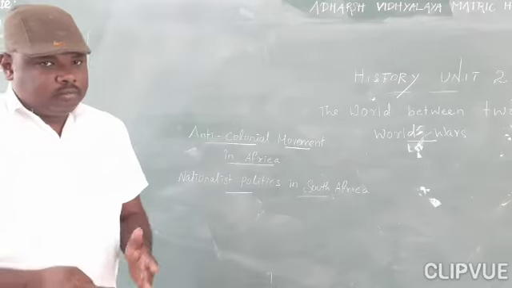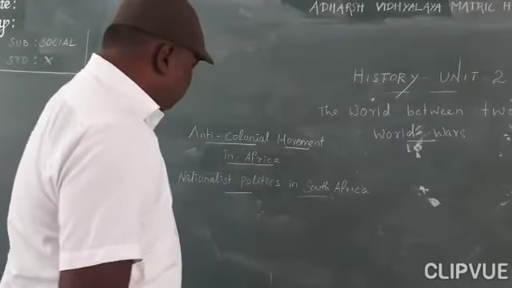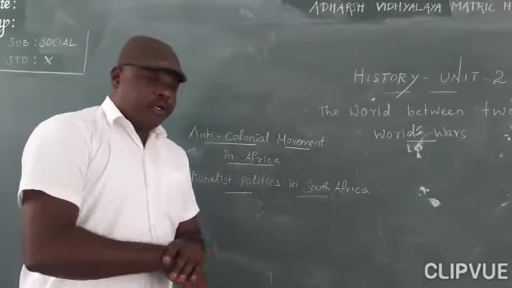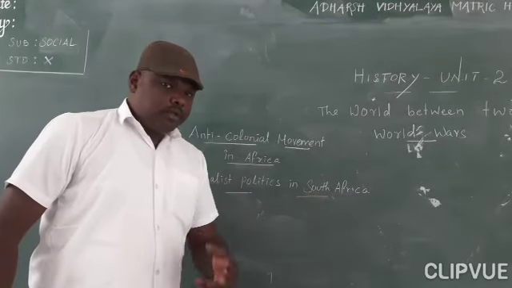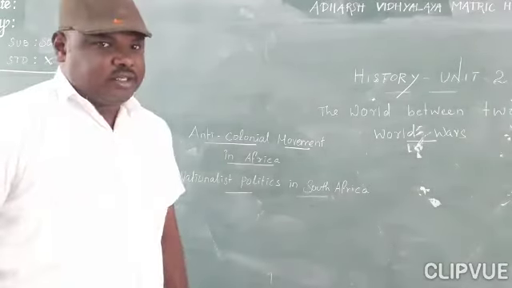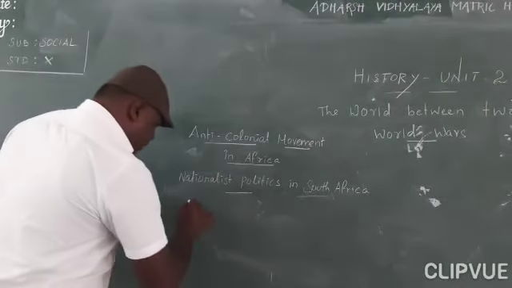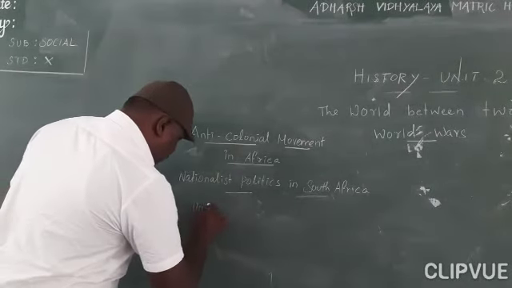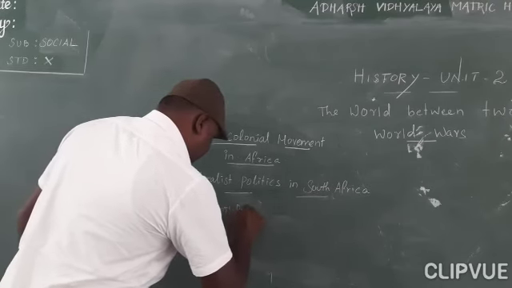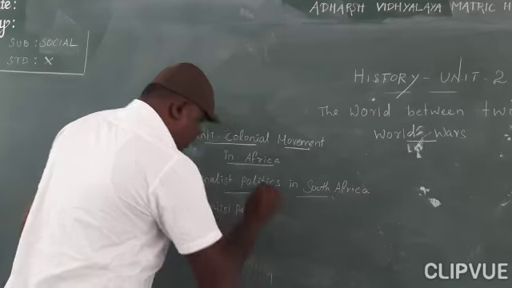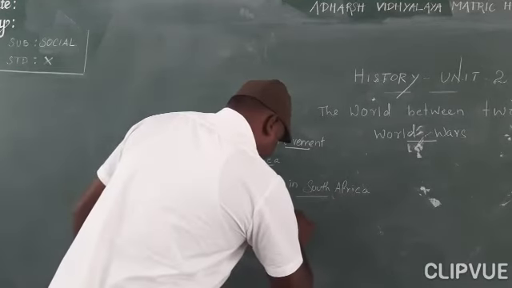After 1910, the nationalist politics in South Africa started. Mainly in South Africa, 2 different types of parties rose. One is the Unionist Party, and another one is the South African Party.